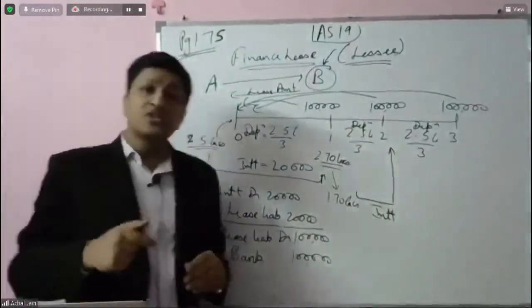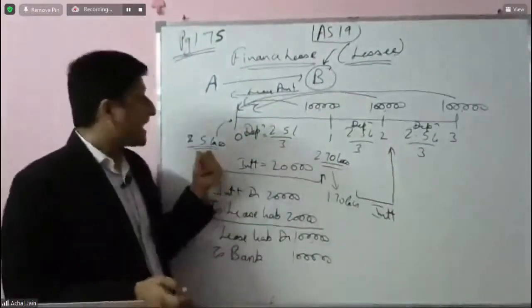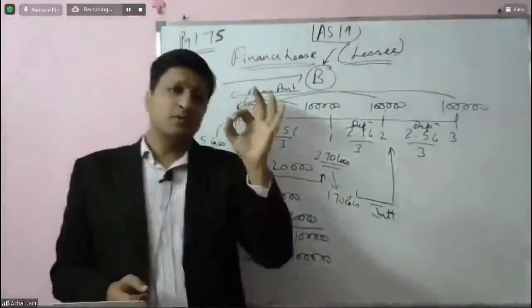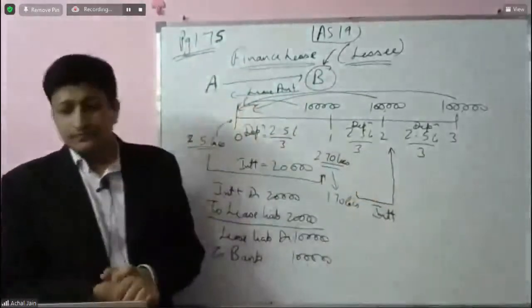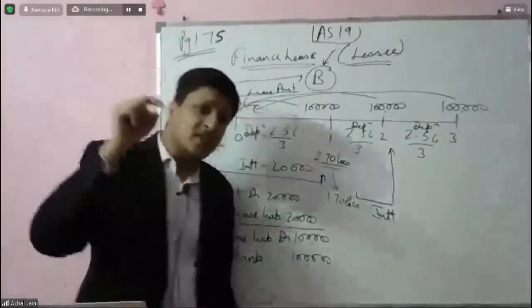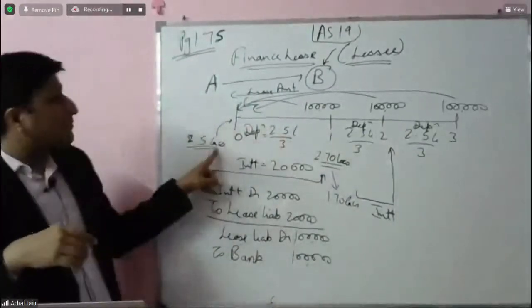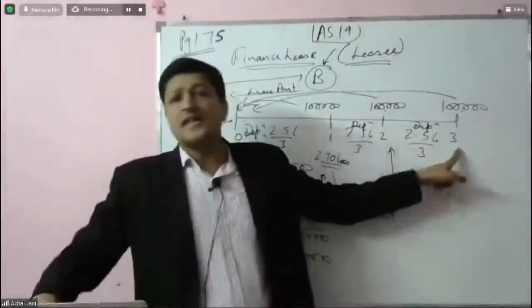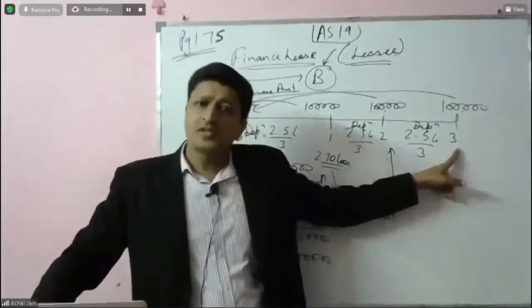So we have to do this in a way so that this liability becomes zero at the end of the year. Means we need to find such a rate of interest so that this liability becomes zero at the end of 3 years. Clear? Clear on this?